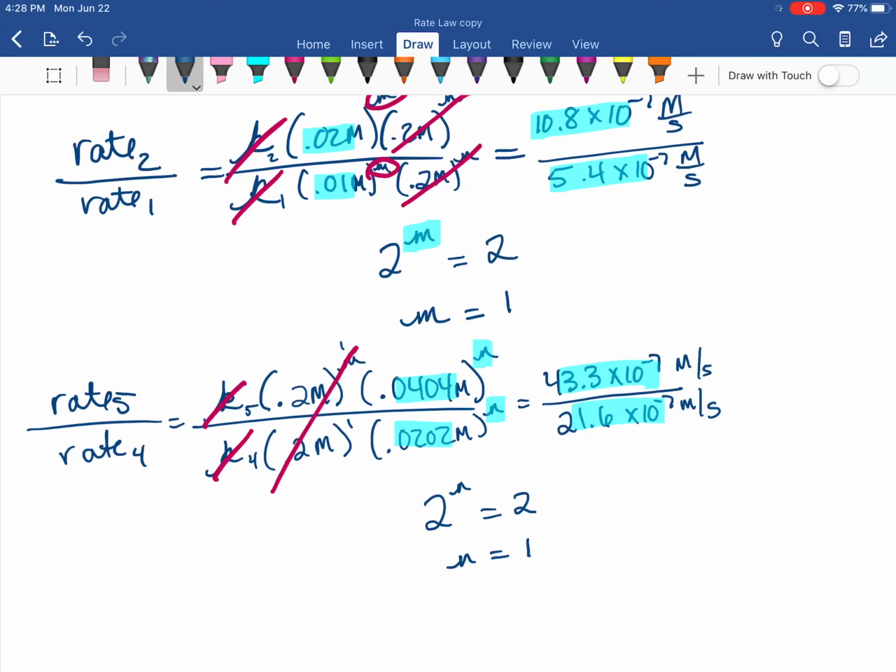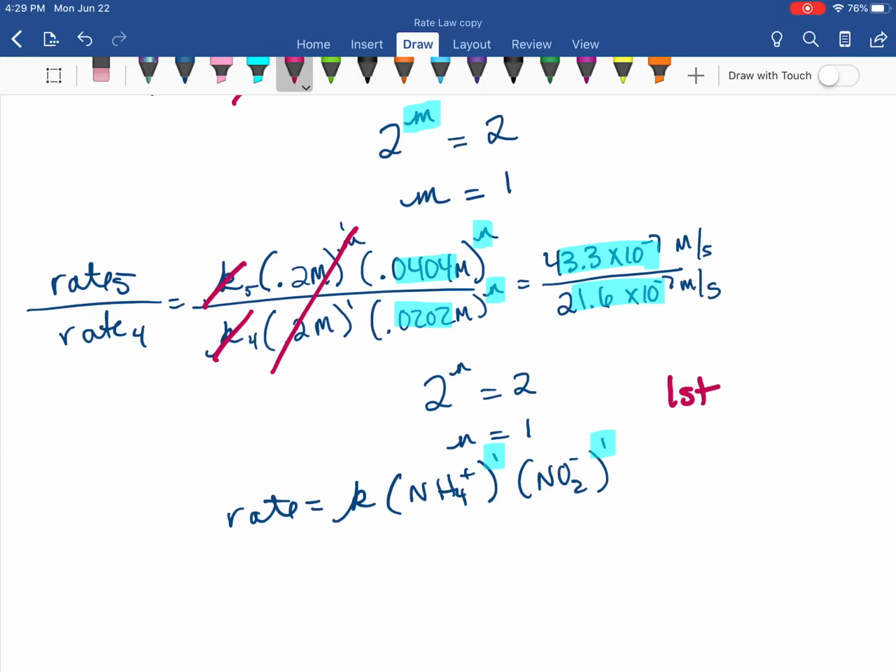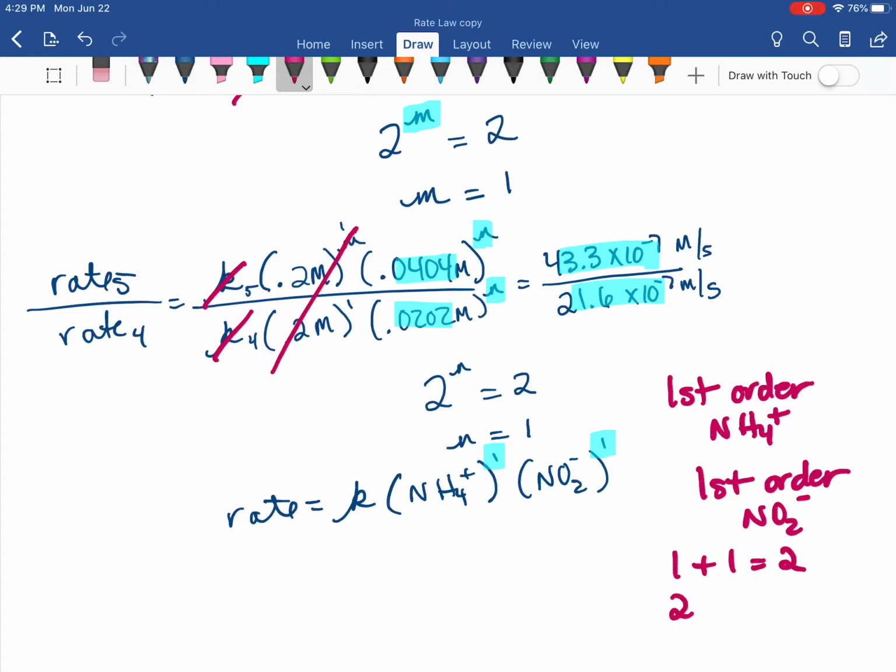Okay, why is this so important? Let's go back and add this to our rate law. This means for our rate that our NH4 plus has an exponent of 1 and our NO2 minus has an exponent of 1. That means that our reaction is first order with respect to that ammonium ion, it is first order with respect to that NO2 ion. It is second order overall.